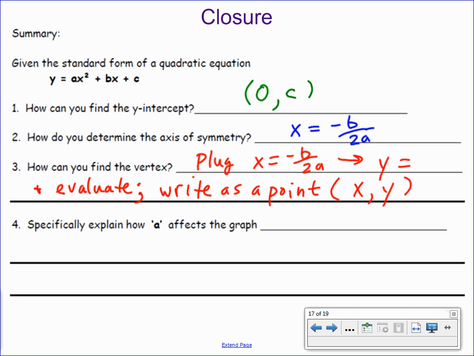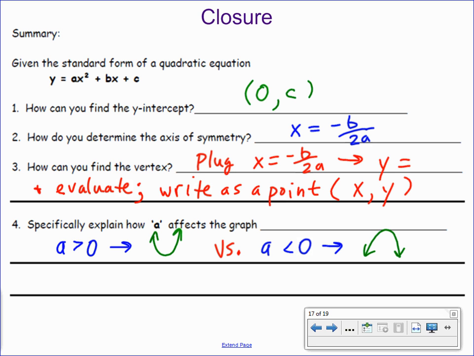Specifically explain how A affects the graph. Well, A tells us several things, right? If A is positive, then we have a right side up parabola. Versus A negative, then we saw, in our Bellwork, an upside down parabola. So if A is negative, we have an upside down parabola, opposite orientation of our parent function.